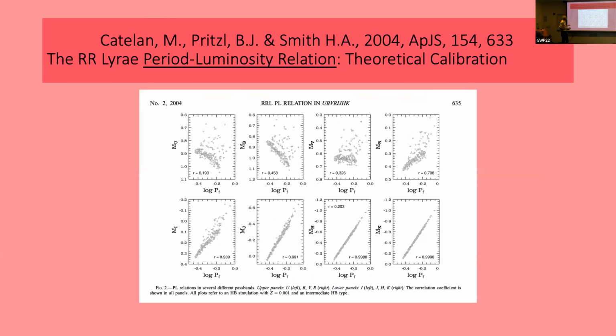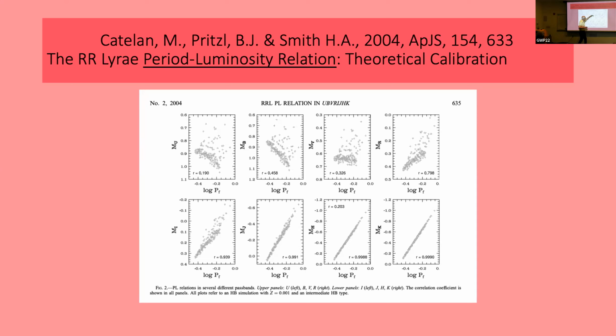May seem subtle, but in a paper by Catalan, Pritzel, and Horace, entitled The RR Lyrae Period Luminosity Relation, Theoretical Calibration, this is the amazing plot that they came up with from their theoretical calculations of what's going on for RR Lyrae stars and other stars across the instability strip at the level of the horizontal branch. And here they managed to throw all of these things above the concentration out and run regressions on these PL relations.